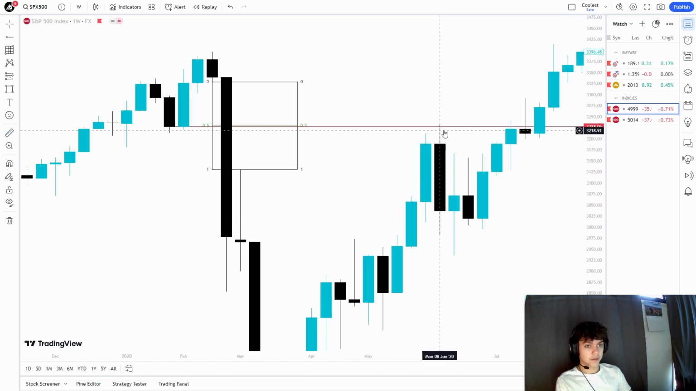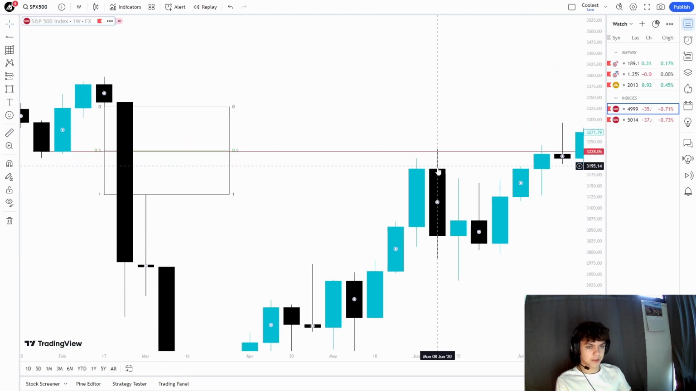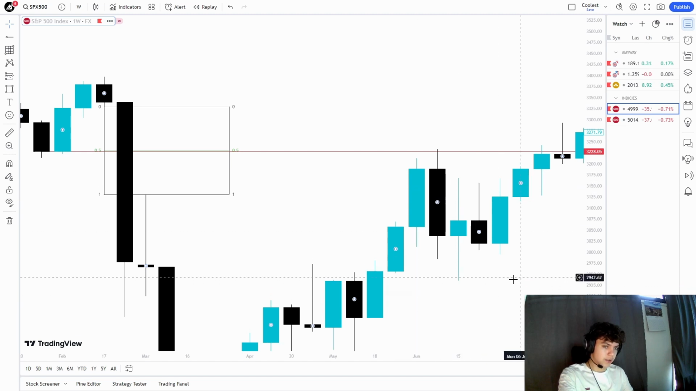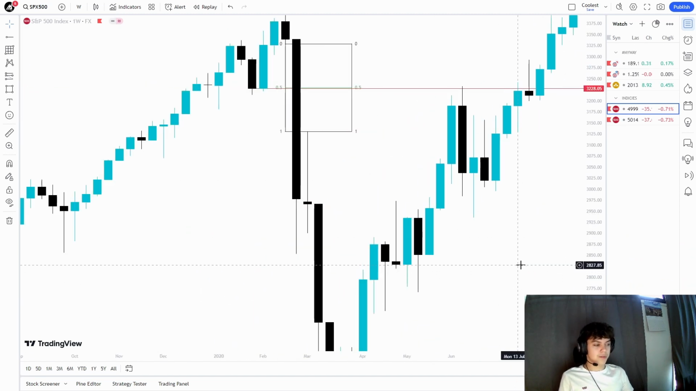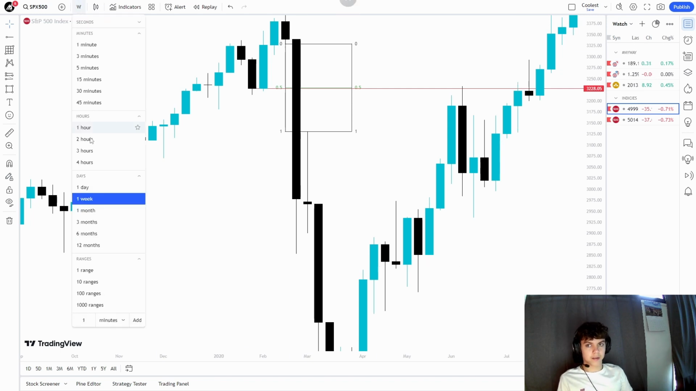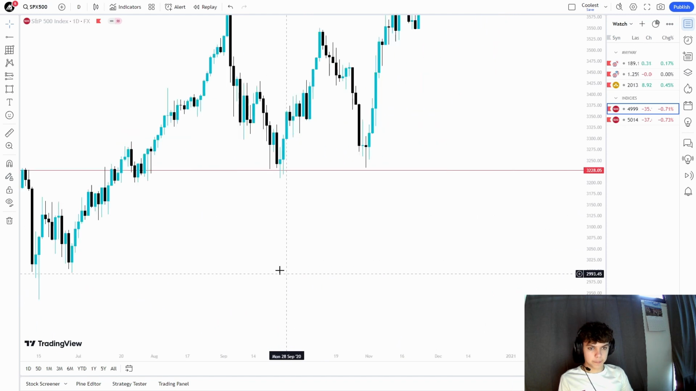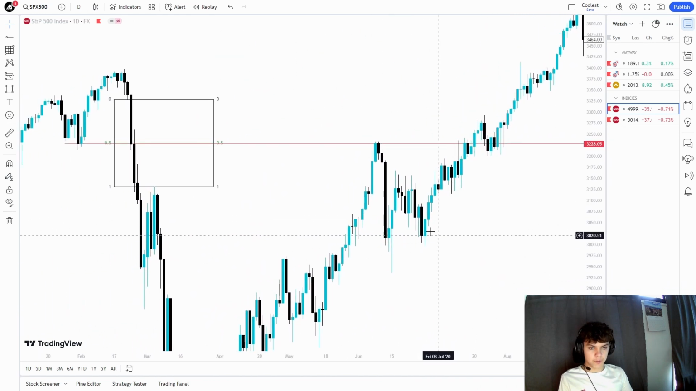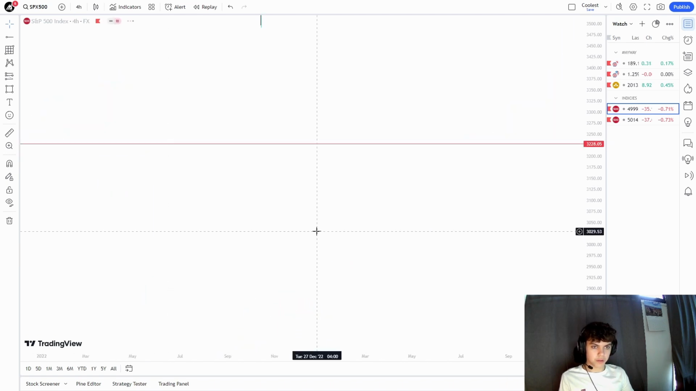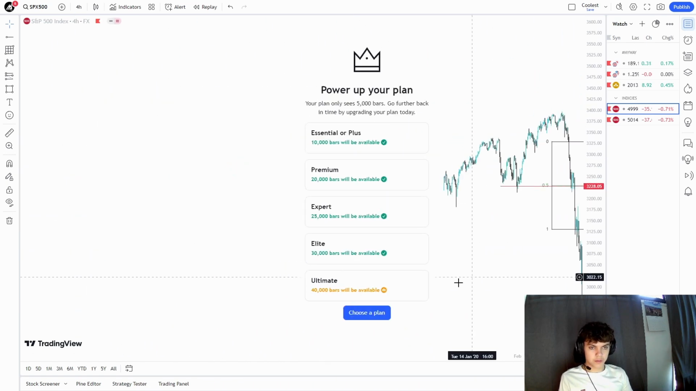From here, imbalance gets filled. You would go to a lower time frame, see a break structure, enter. But obviously, it depends on the bias. But hold on. You can see it break structure to the downside on a daily. Okay.